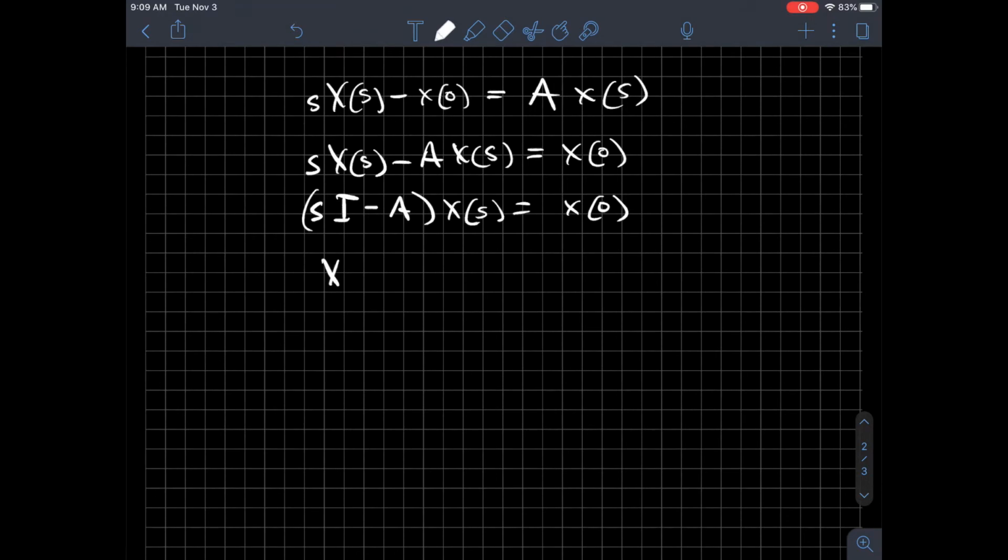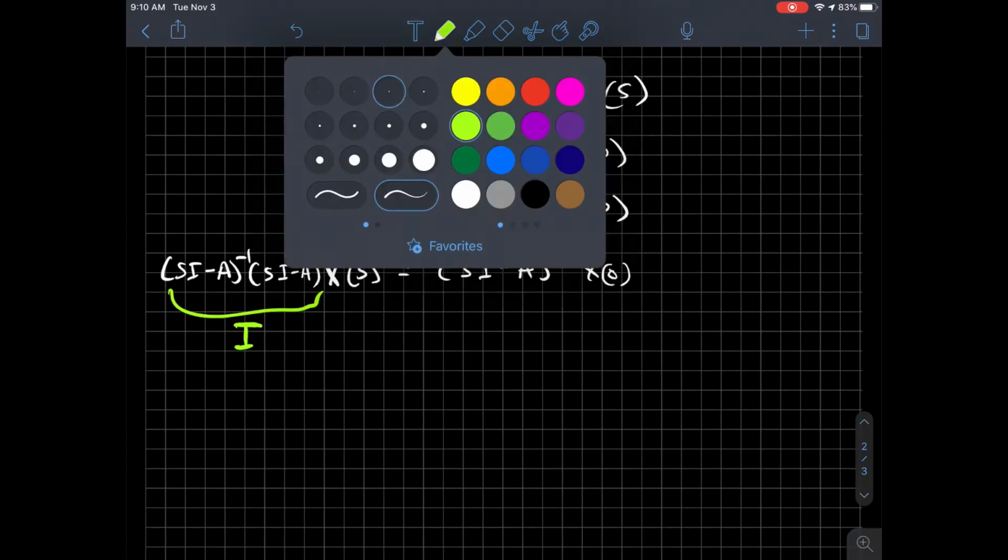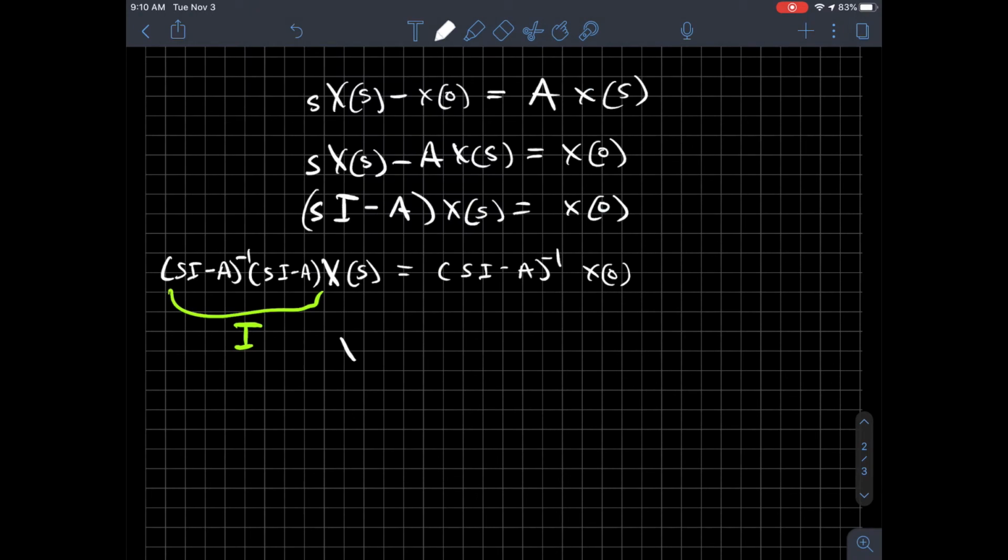And then if I want to isolate X of s to find my state, I'm going to take the inverse of sI minus A and pre-multiply it on both sides: sI minus A, inverse, times x of 0. If I take any matrix and multiply it by its inverse, I get the identity matrix, and the identity matrix times a vector is just the same as that vector. So I'm left with X of s is equal to the sI minus A inverse times x of 0.